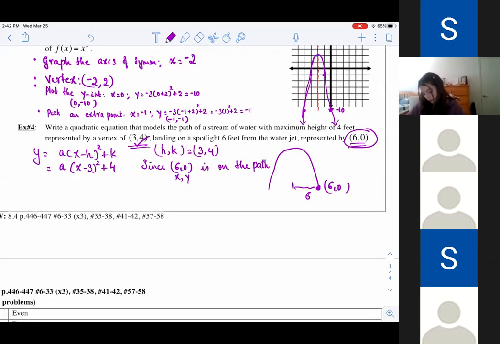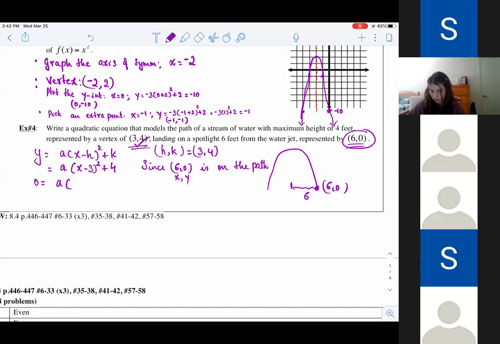Okay. So we're going to substitute y is 0 because we're trying to find what a is. If we find a, we have the equation and then we are done with the problem. But right now we don't know how to find a. But then we notice that there is an extra point given to you in the problem. Let's use that. a is equal to... x is 6.